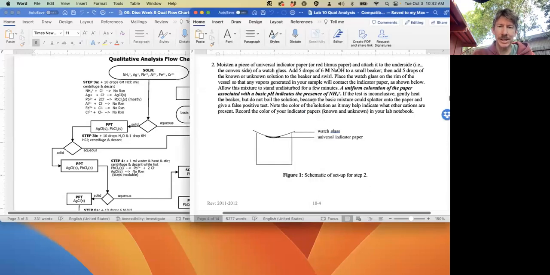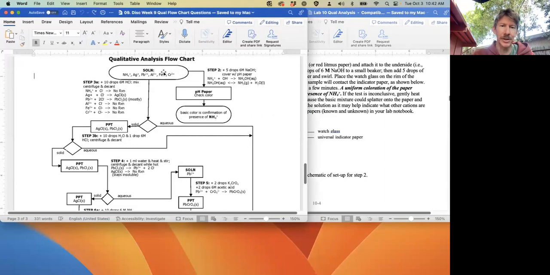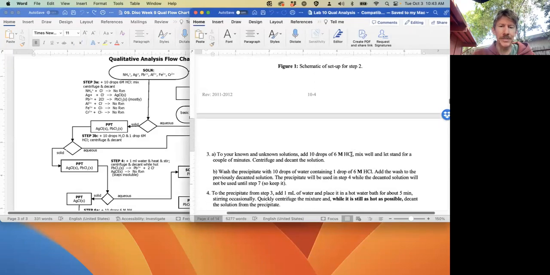And basically you're taking this paragraph and converting it into here, right? Arrow means you add something and or do a check. Squares are typically going to be precipitate or solution and what's in them. Diamonds are going to be centrifuge and decant, as we will see coming up. So now let's go down to step three.